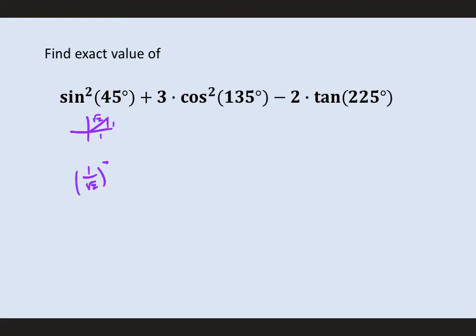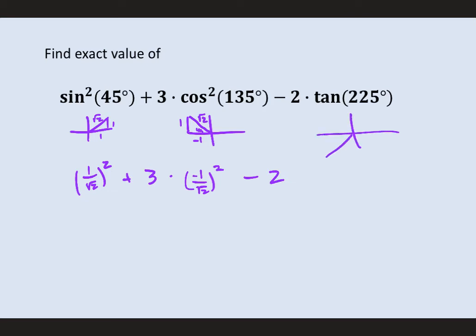And we're going to square that in a second, plus 3 times cosine of 135. 135 is somewhere in quadrant 2. 180 minus 135 is also a 45-degree angle, so that's a 1, negative 1 since that's to the left, root 2. Cosine is adjacent over hypotenuse, so that's going to be 3 times negative 1 over root 2 squared. And then minus 2 times the tangent of 225.